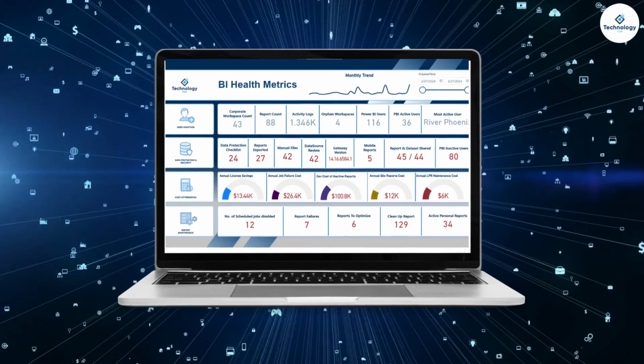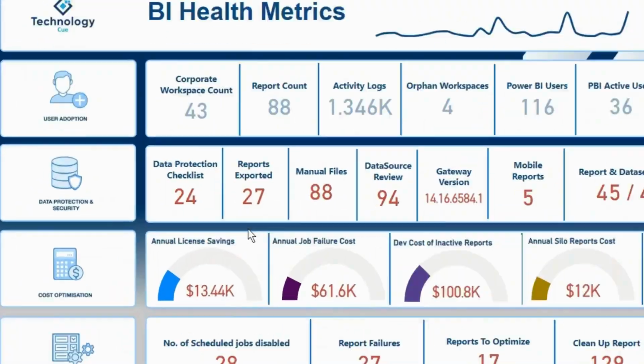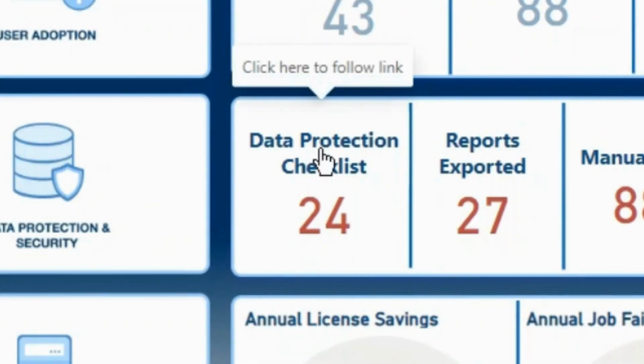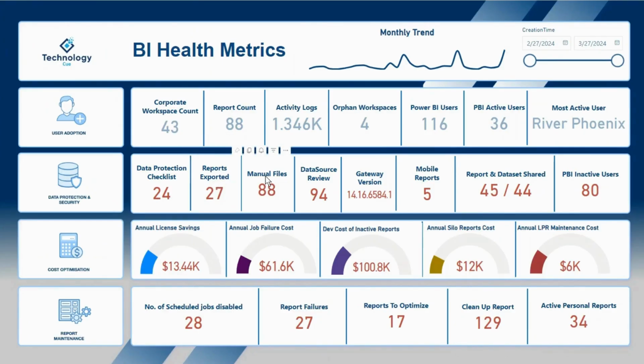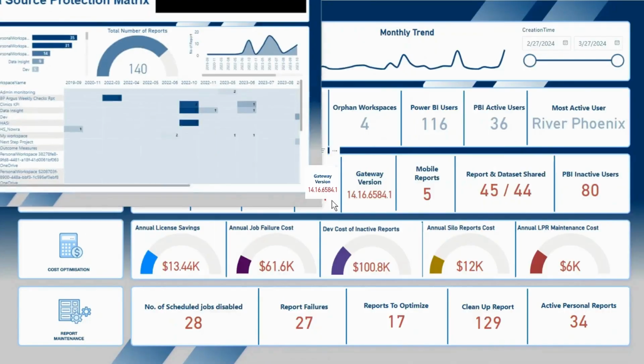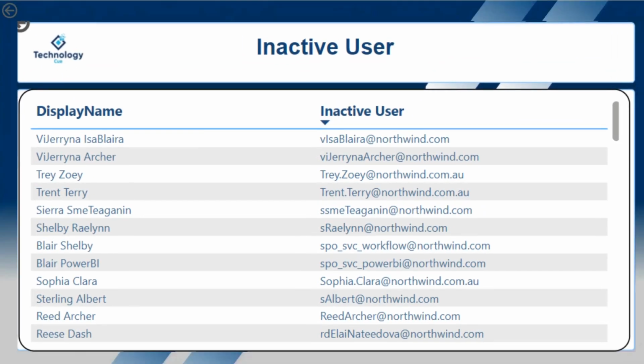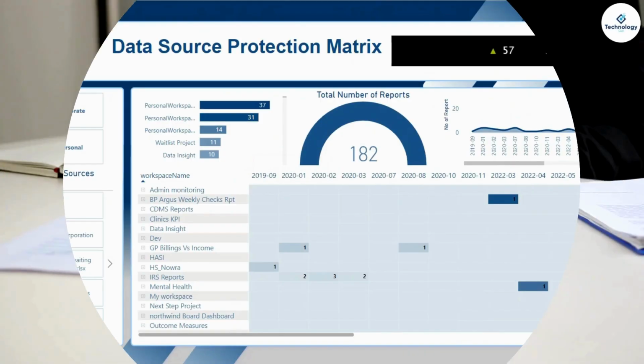Our Power BI Health Metrics for data protection and security help your organization stay compliant and secure. The data protection checklist safeguards sensitive information, while reports exported and manual files prevent data leaks and errors. Regular data source reviews, gateway checks, and mobile reports ensure accuracy and accessibility, while monitoring report sharing and inactive users' metrics help manage resources and data governance.